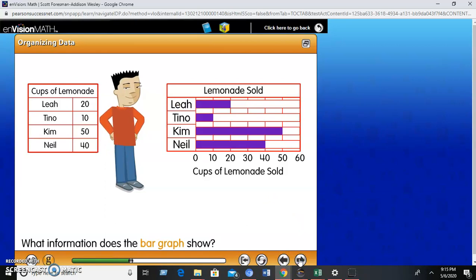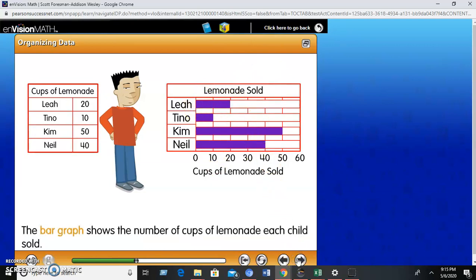What information does the bar graph show? The information is how many each kid sold. The bar graph shows the number of cups of lemonade each child sold.